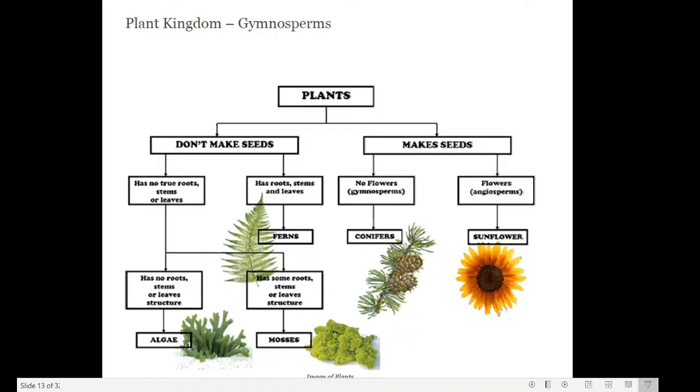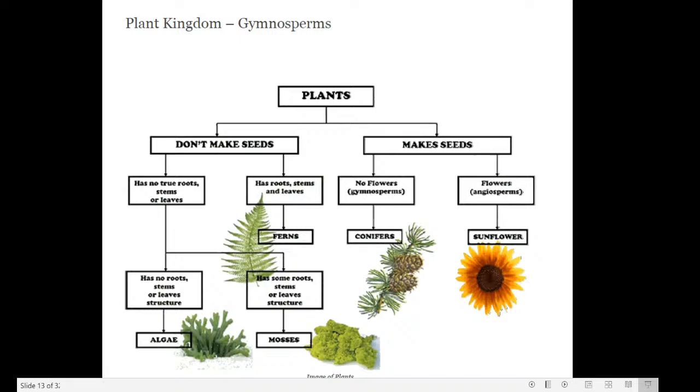Okay, in that way the plants are classified into two types: seed producing and not seed producing. Some plants do not produce seeds, and they are divided into two types. Those with no root, stem or leaves are called algae. Some of them have roots, that is ferns, and some of them have a stem, those are called mosses.